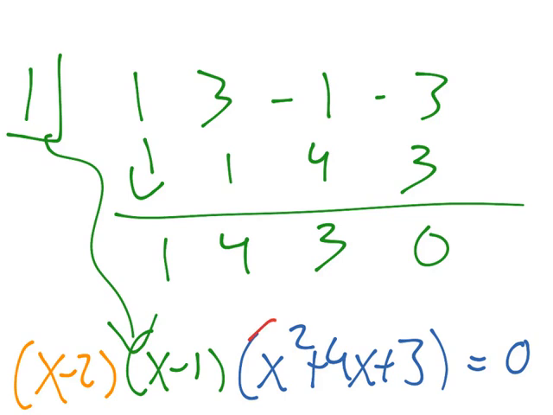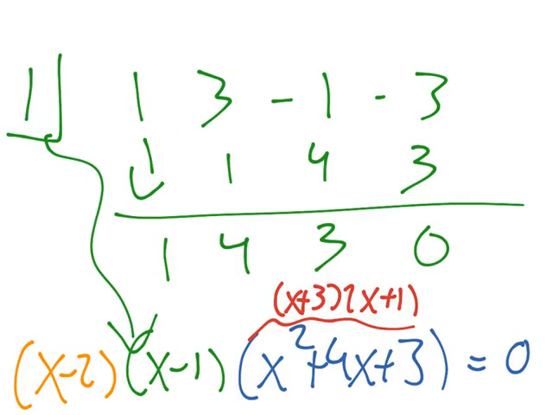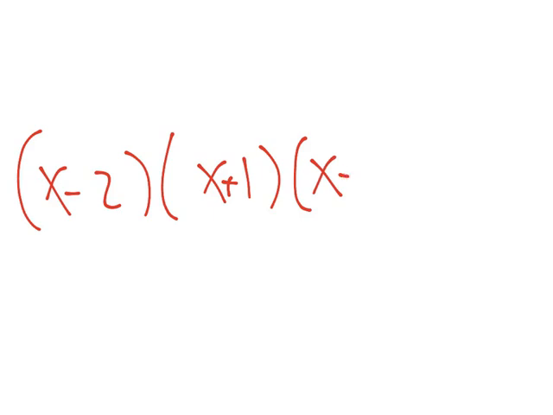You don't really have to keep going because I have a quadratic, and I have either the quadratic formula or I can factor that, and you should recognize that that is x plus 3, x plus 1. So there's my completed factored form, x minus 2, x plus 1, x plus 3, and x minus 1. All the roots of that polynomial.